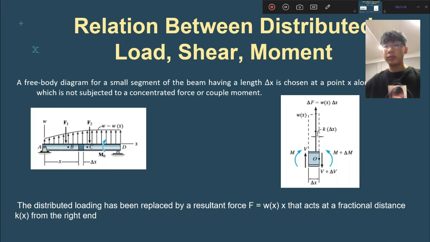Moving on to the other point that I want to talk about, the relation between distributed load, shear, and moment. Consider a free body diagram for a small segment of beam having a length delta x. You can see in the left picture below, delta x is chosen at a point x along the beam, which is not subjected to a concentrated force or a couple moment. The distributed loading has been replaced by a resultant force F equal to w(x) delta x that acts at a fractional distance k delta x from the right end.